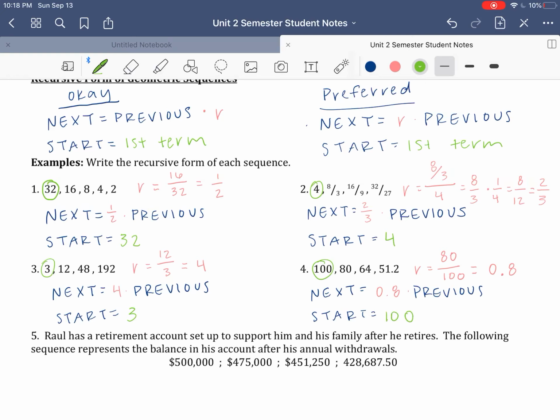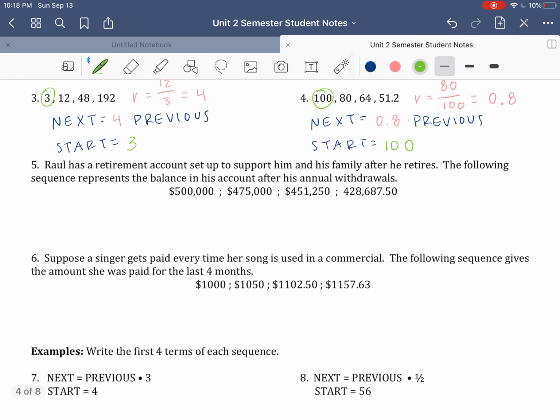If you did this one, if you tried it on your own and wrote it as a fraction, the simplified version would be 4/5. So if you had 4/5 as your ratio, that would be just fine too. So now let's check it out in the context of some word problems.